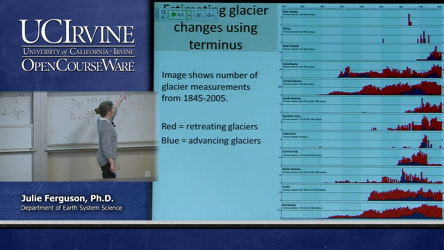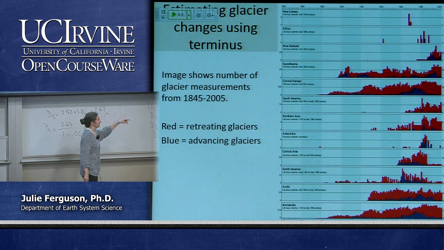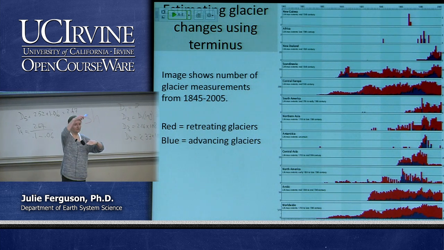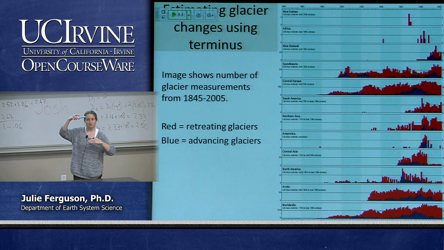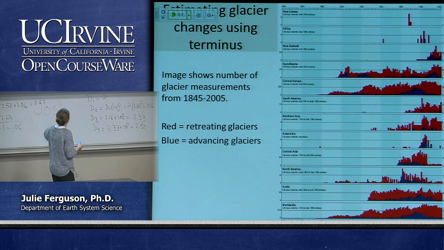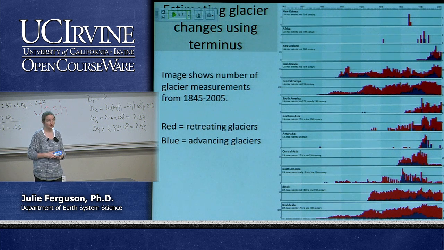And down here at the bottom, this is sort of what happens worldwide. The height of that bar there is sort of how many glaciers were counted. So you can see that really early on in the 1800s or so, we just weren't really interested in measuring them. We don't really have records for them, so we don't necessarily know how they were changing.